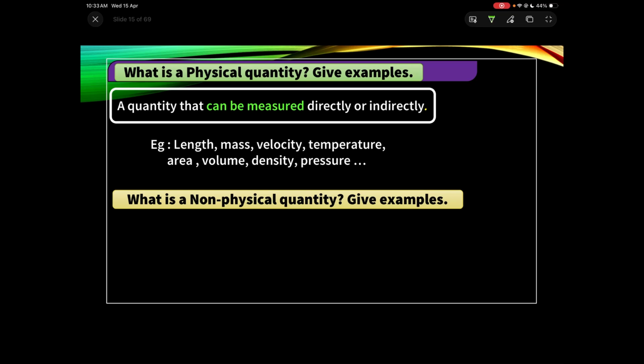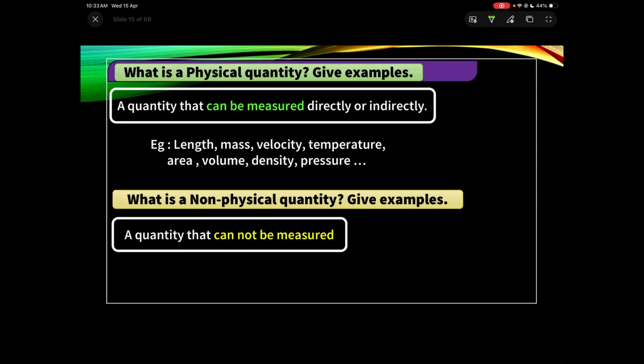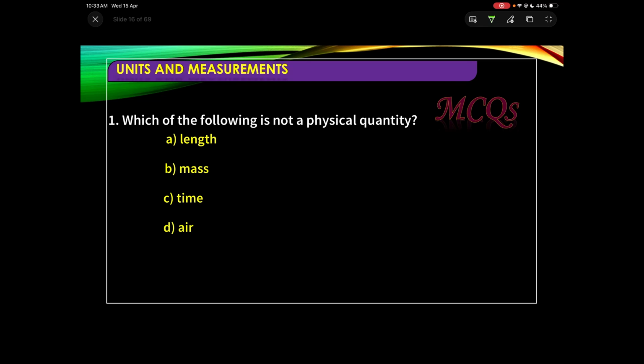Now, what is a non-physical quantity? And I need some examples. Simple. The opposite of this, which we cannot measure directly or indirectly. Love we cannot measure, hatred we cannot measure. So they are the examples of non-physical quantities. Now, we will do some questions on that.